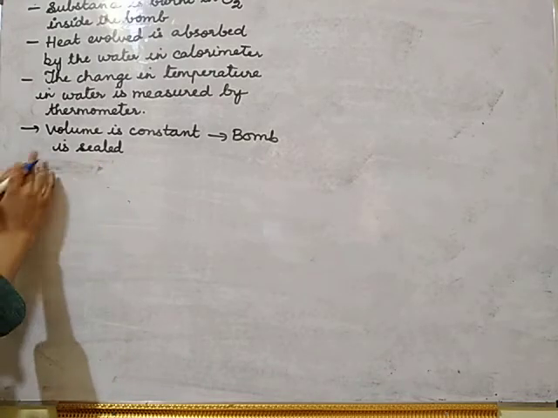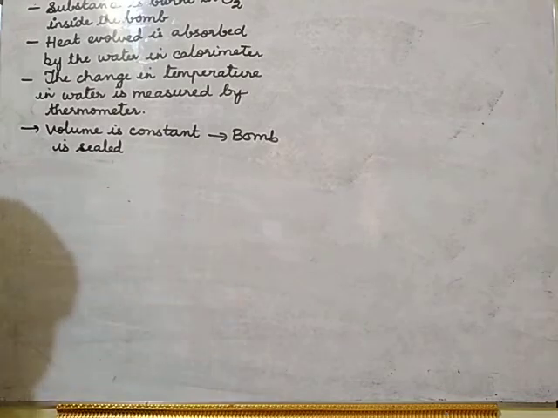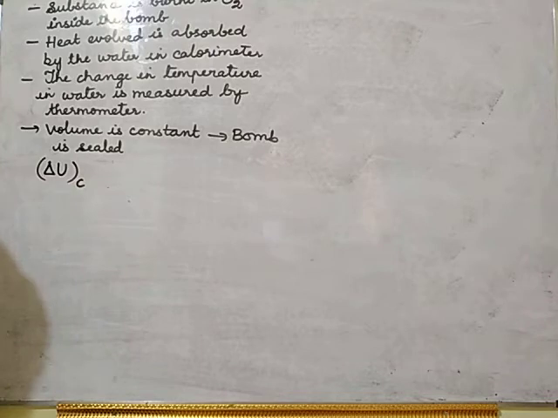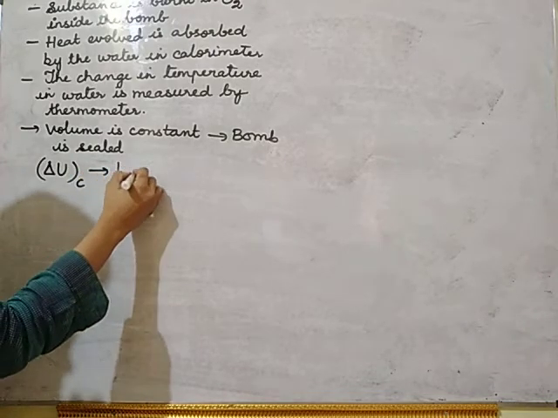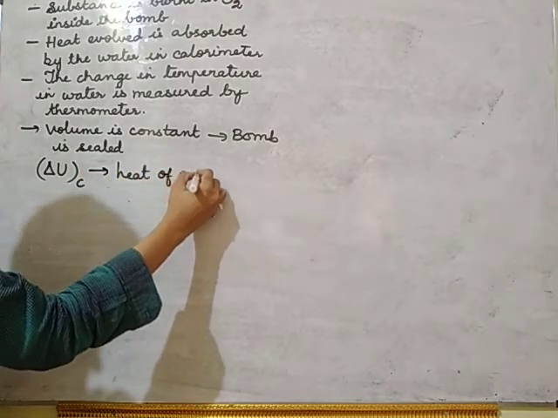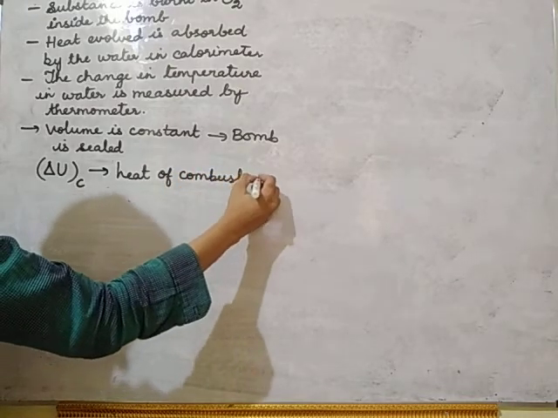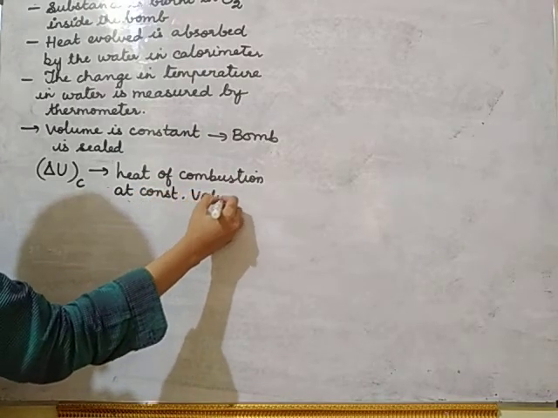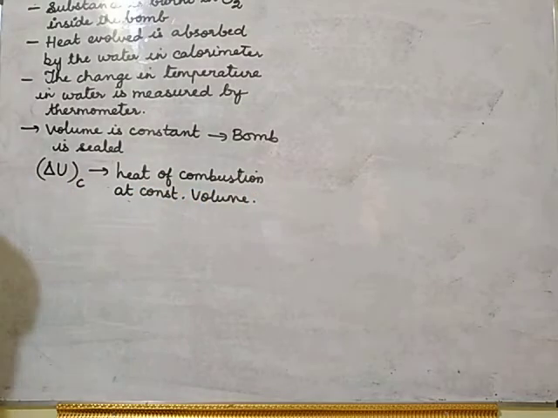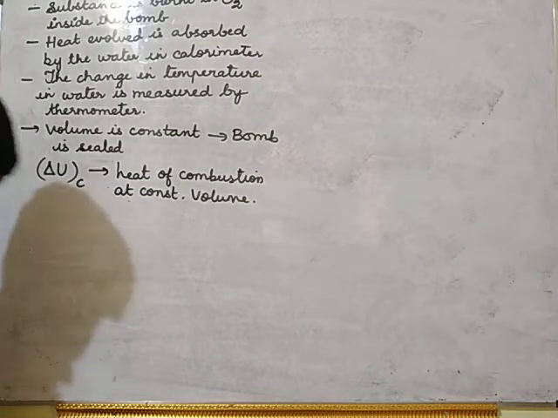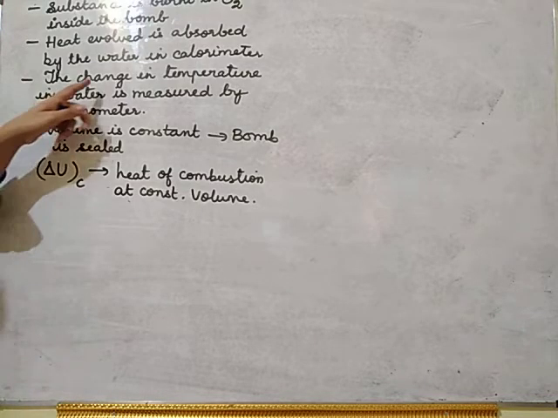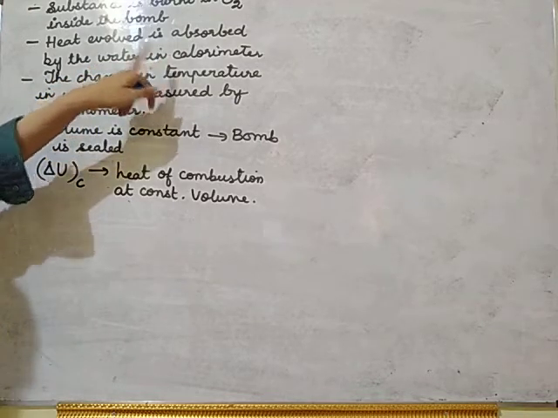Okay, so the change in temperature is represented as the change in heat energy. It is represented as delta U C. Delta UC means heat of combustion at constant volume. So here the heat is absorbed by the water and the calorimeter.